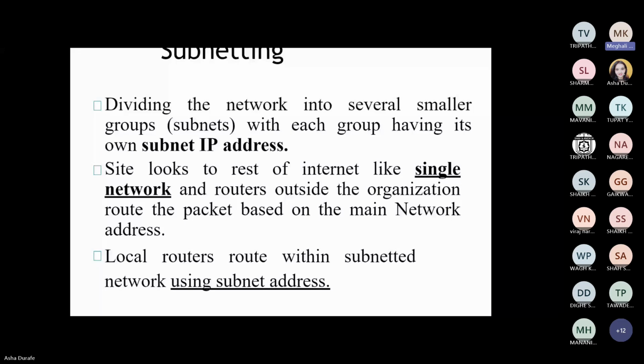So here we have to concentrate on what is a net ID and what is the host ID. So local routers will route within the subnetted network using the subnet address. So what is the subnet address given? According to that, the routers have to take the decision where they have to route the particular packet. The host portion of the address.